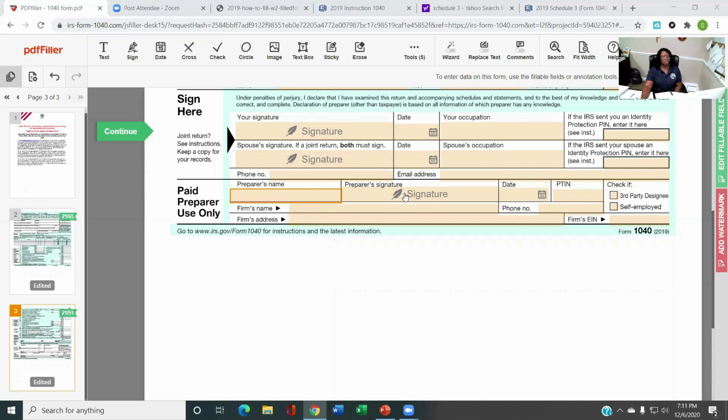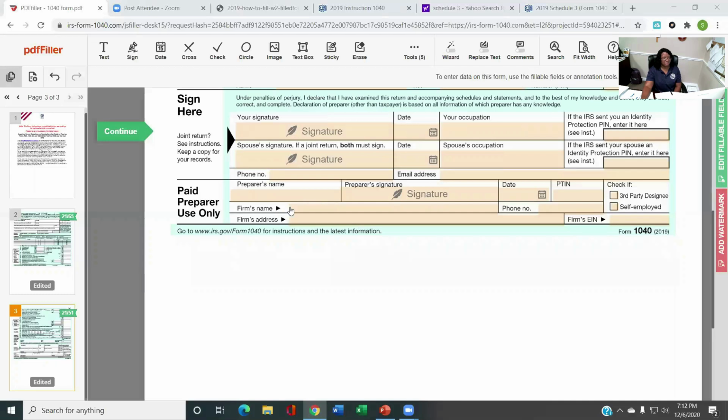So your name will be here, your signature, the date that you completed the return, the PTN number, that's so important. You'll check this if you're also going to be the third party designee, which we don't recommend. And this will be checked, self-employed, because even though you may be working for an agency, at the end of the day you're still going to get a 1099 because you'll be self-employed, unless you're getting paid by the hour. Some people pay by the hour, but the majority of tax organizations pay according to the returns that you do.